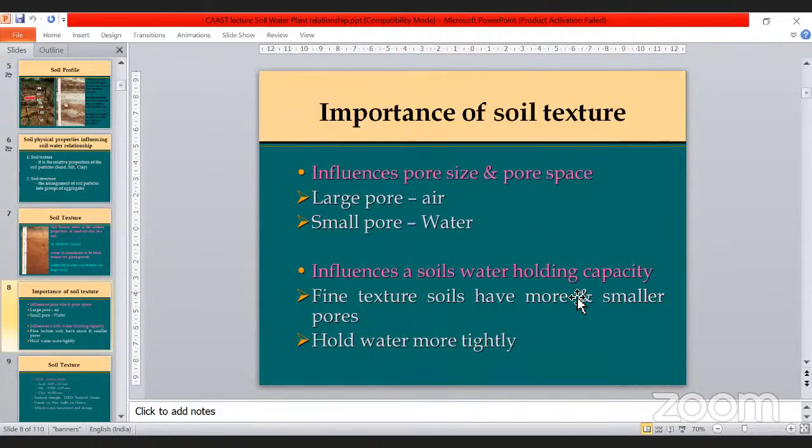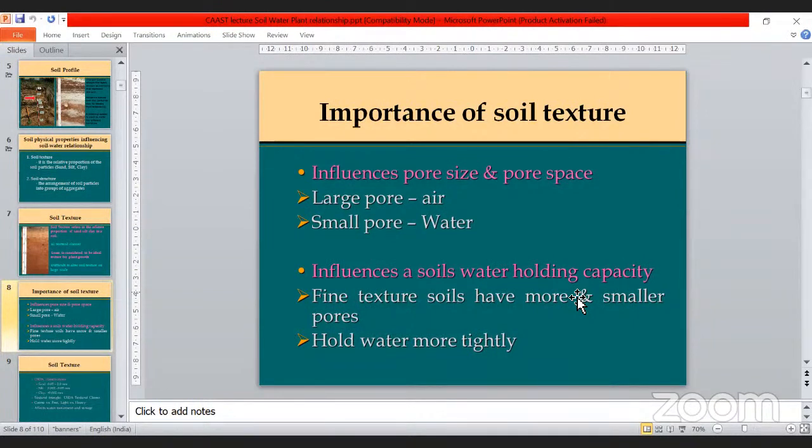Then the importance of soil texture is that it influences the pore size and the pore spaces, because different particles come together in such a way that they prepare some pores, like straw-like structures. These are called pore size and pore spaces. Large pores are used for the filling of air, whereas the small pores are for the water, because they have to hold the water for maximum time. That's why small pores are important.